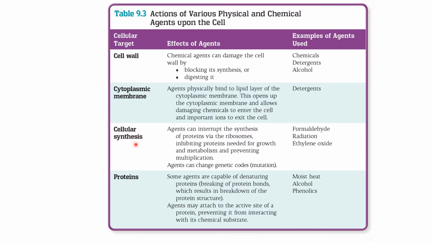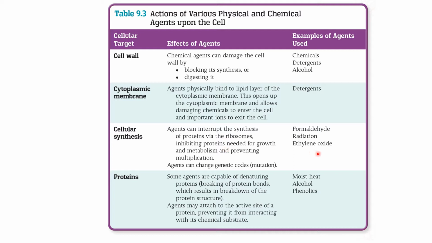Other agents affect the cellular synthesis. They interrupt the synthesis of certain proteins inside of the cell. They disrupt the ribosomes that are needed to make those proteins. When they disrupt the whole process of making proteins, that matters, because those proteins are important for several reasons. Some proteins are needed for growth. Some proteins help the bacteria, for example, metabolize certain nutrients. An example of proteins are enzymes.